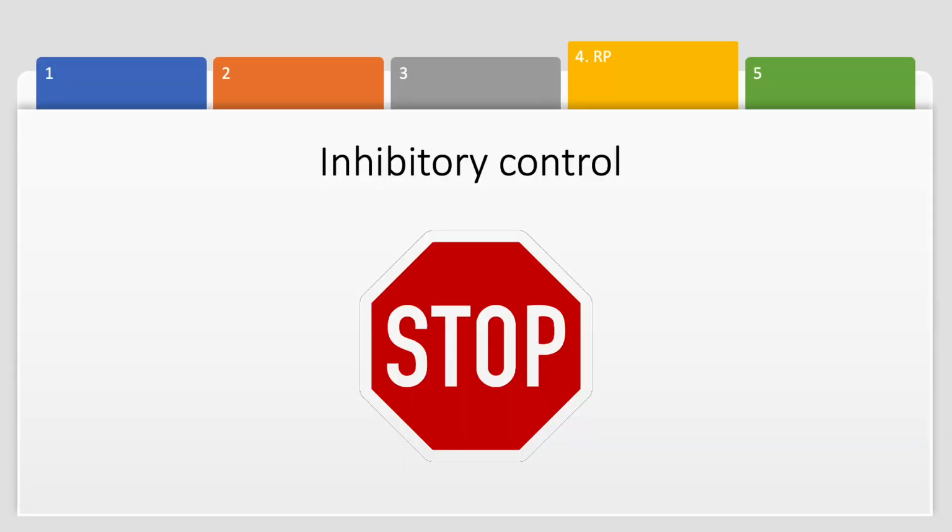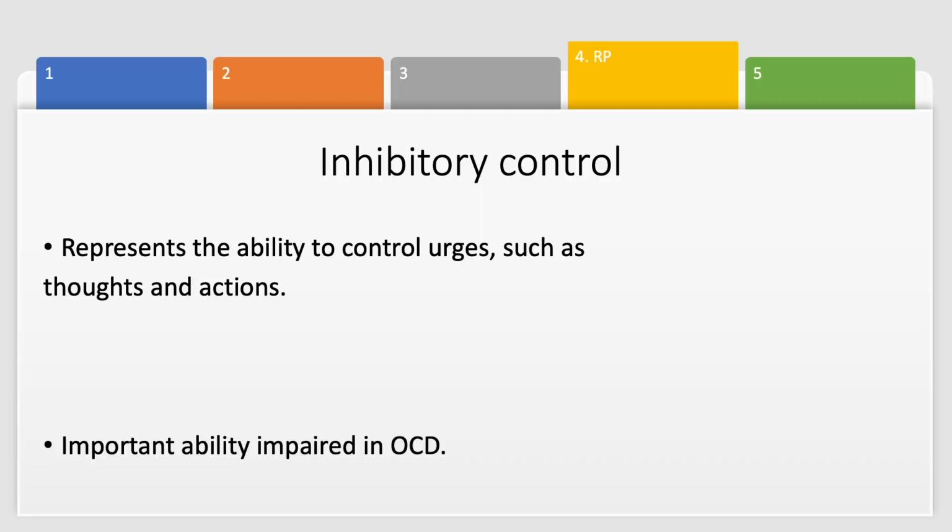The second brainwave that I'm going to talk about is inhibitory control. So it's basically stop. Right? Stop what you're doing and inhibit the action. Inhibitory control represents the ability to control urges, and I'm sure you agree with me, such as those that you're very familiar with. So the ability to control thoughts and actions, intrusive images, all of those require inhibitory control.